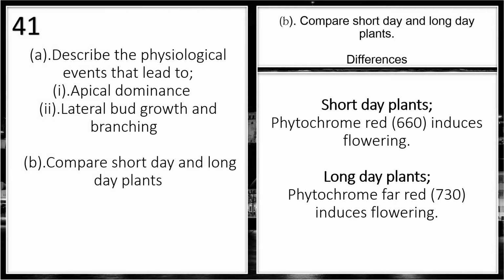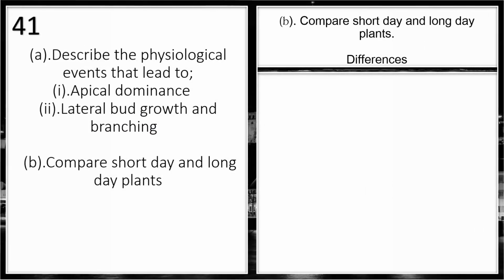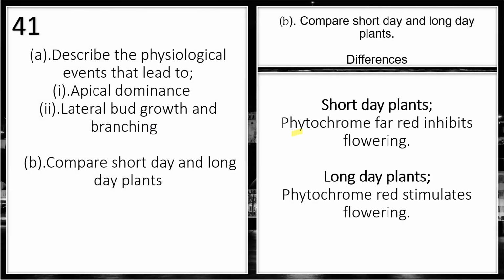In short day plants, phytochrome red induces flowering. In long day plants, phytochrome far red induces flowering. In short day plants, phytochrome far red inhibits flowering. In long day plants, phytochrome red stimulates flowering.